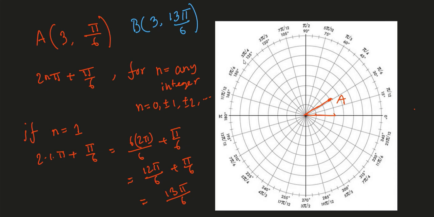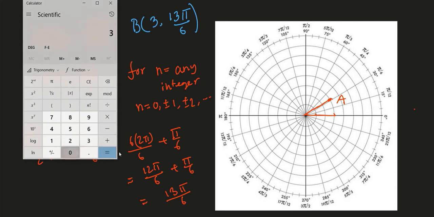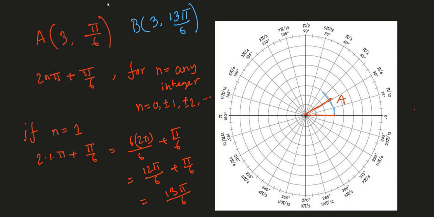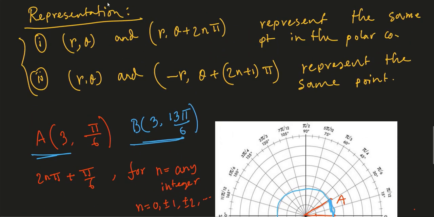So how do I know that? Well, pi over 6 is 30 degrees. 30 degrees multiplied by 13 gives an angle of 390 degrees. That means if I finish a complete rotation of 360 degrees, I will end up here, and then another 30 degrees, I will stop here. So point A and point B both represent the same point. This is the example of the first rule of representation: (r, theta) and (r, theta plus 2n pi) represent the same point in the polar coordinate system.